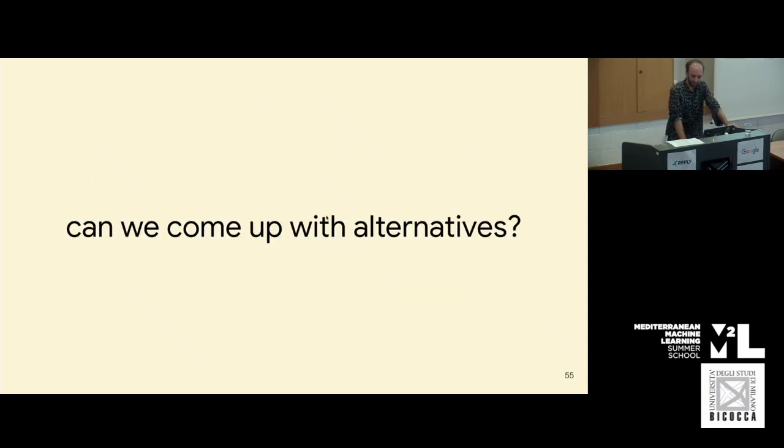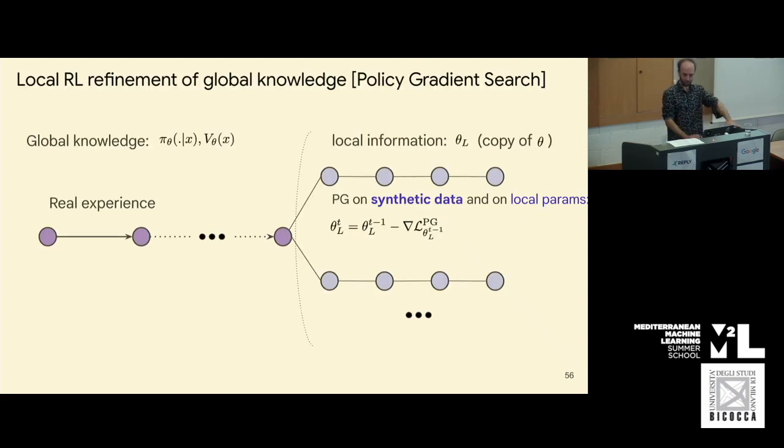So can we come up with alternatives? I'll very quickly go through one or two. The first one is policy gradient search. Claire presented policy gradient at the end. Policy gradient search is an algorithm that is easier to implement than MCTS. It's a bit more computationally heavy. The main idea is to say, OK, I have a global knowledge, which is a pi theta and a v theta. And when I want to plan, I make a copy of theta into theta local. I'm not going to change theta. And I just do policy gradient on synthetic data. We know policy gradient works, so nothing prevents me from just doing rollouts and updating my theta local on all these steps.